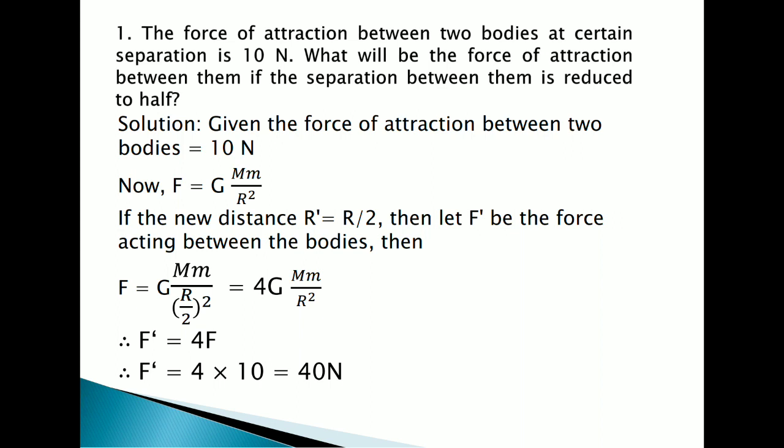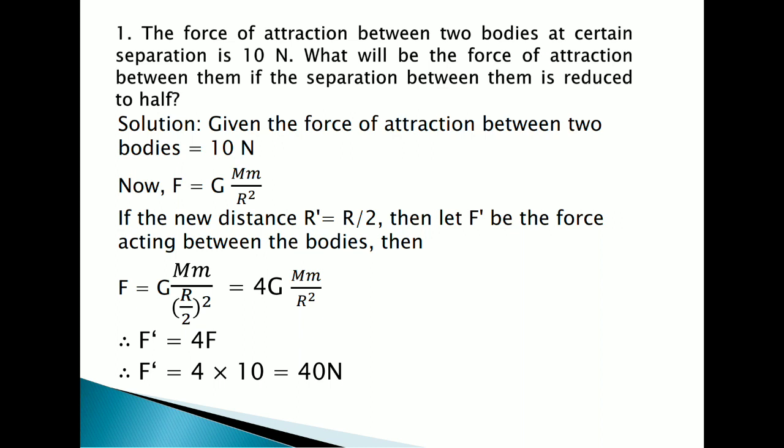Formula is what? F is equal to G m1 m2 upon r square. Now the new distance is reduced to half, so it can be represented as r dash is equal to r upon 2. So F dash is equal to G m1 m2 upon r dash square. What can we write in place of r dash? r upon 2 whole square. But where is the 2 coming? It is coming in the denominator. Actually 2 square is 4, and since it is in the denominator, it will go to the numerator. So we'll be getting F dash is equal to 4 G m1 m2 upon r square.